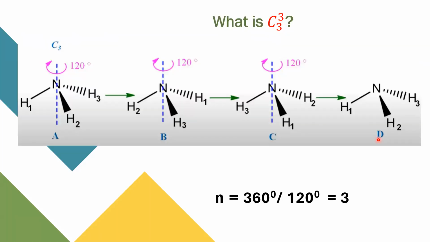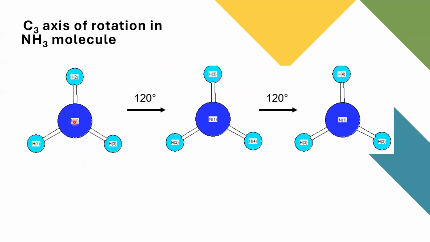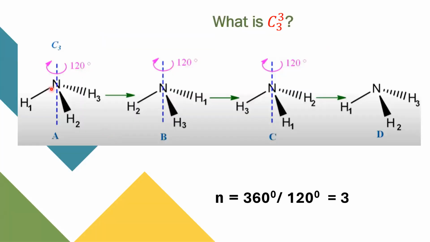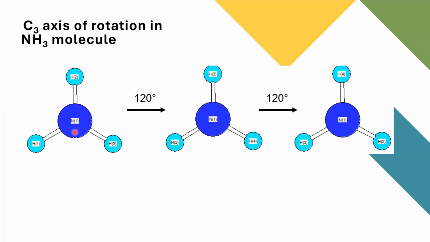Yes. Now, if you look at the ammonia molecule from the top of the nitrogen atom, this is what you can see. It's not a planar molecule, right? But you can view these hydrogen atoms like this. And when you rotate again, it changes the positions, right? Okay, so this is the C3 axis of rotation in the ammonia molecule.